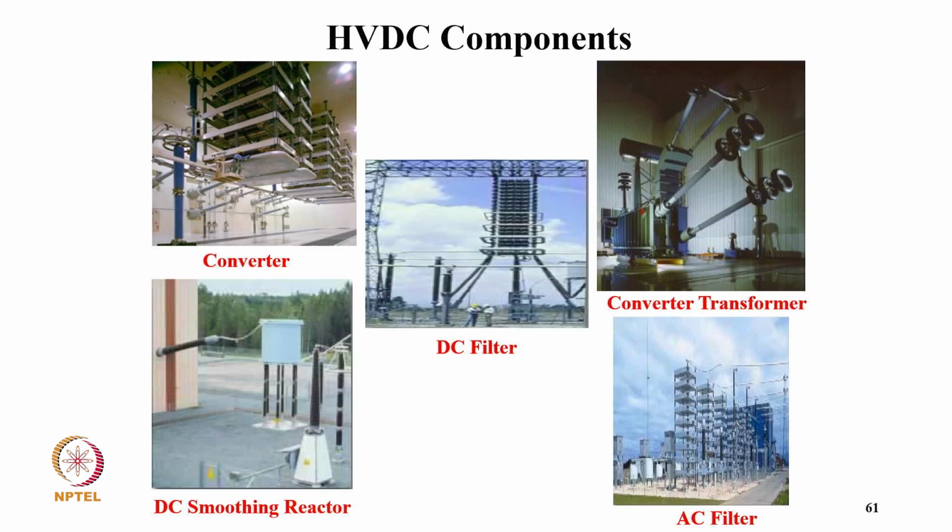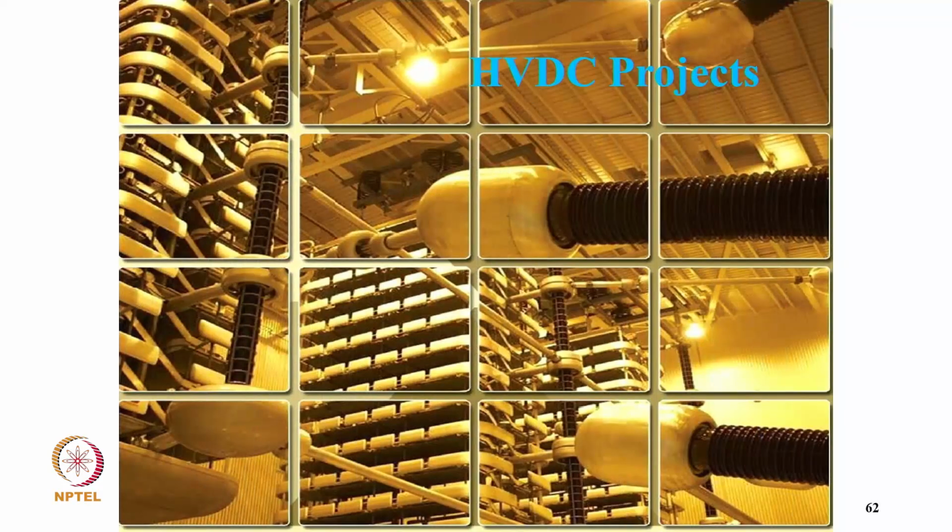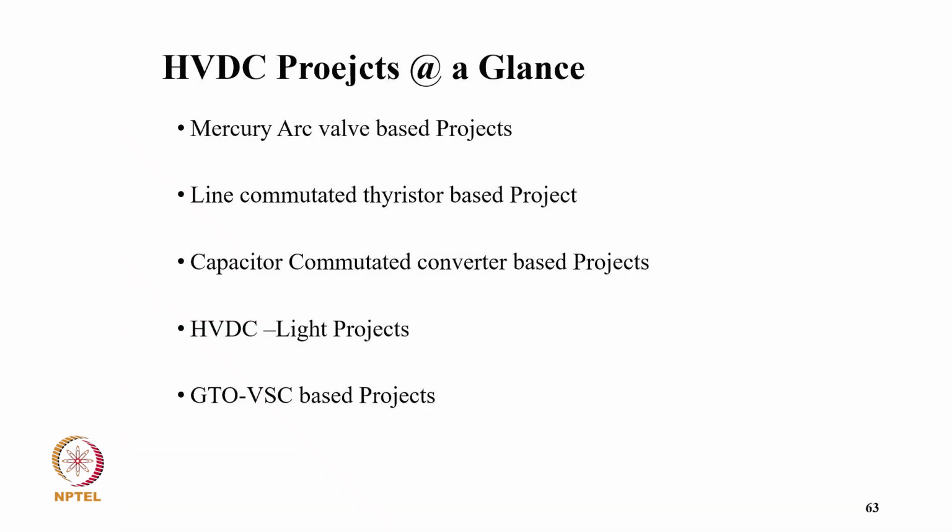and these are the typical HVDC components like converter, then DC smoothing reactor, then DC filter, converter transformer, AC filter, and this is typically what the HVDC project looks like.